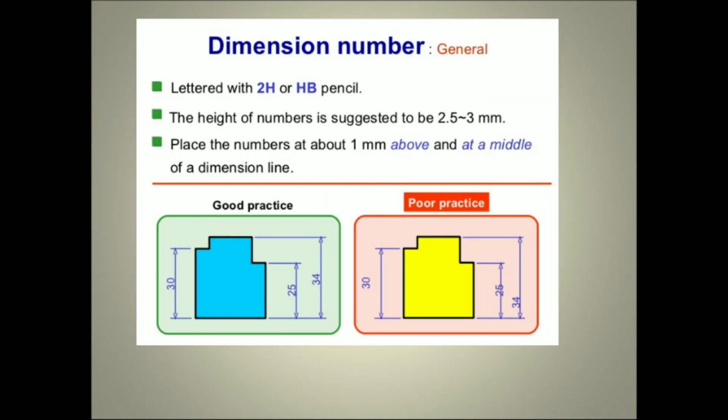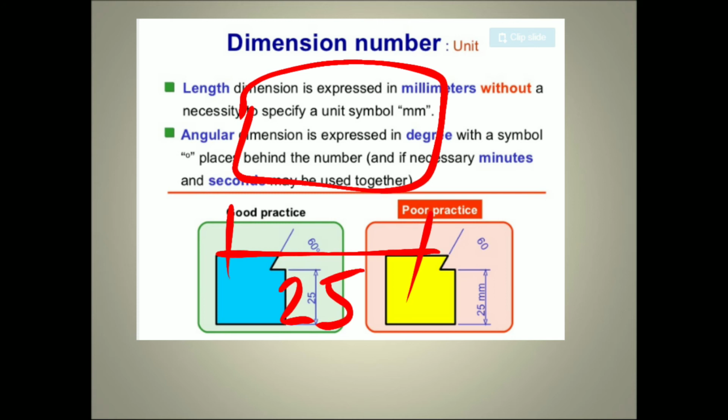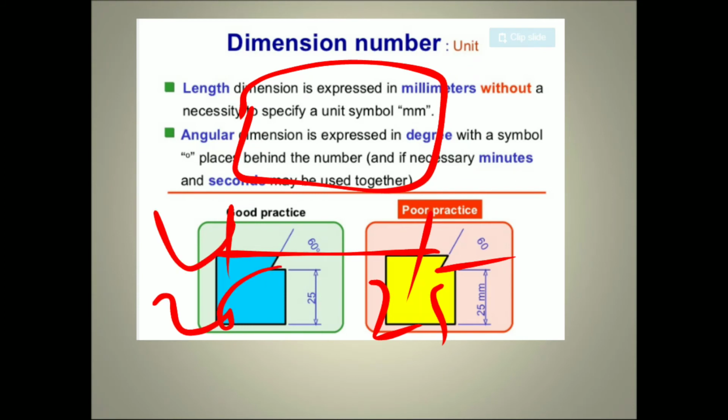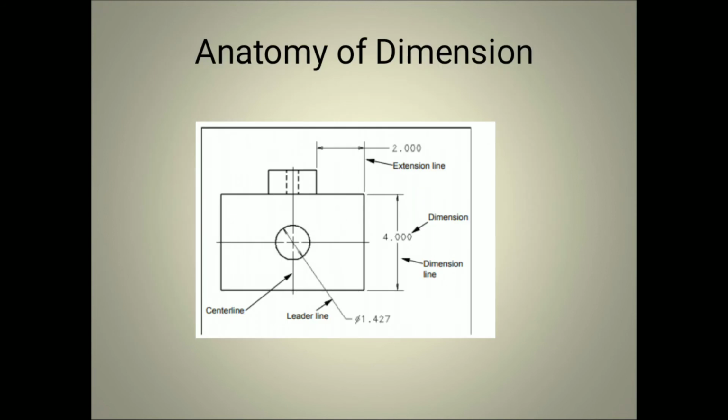Next, coming to the dimension number. The height of a number, that is 20 or 30 or 40, should be 3 mm only, not more than 3 mm. And the dimension number should always be present at the center, not at the edges. For example, presenting the dimension number at the edge like this is wrong. It should be at the middle only. These are some rules we need to follow.